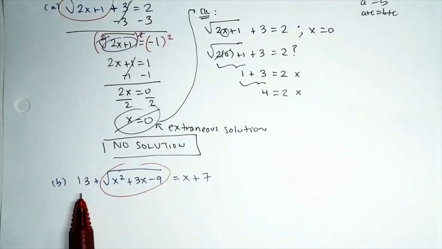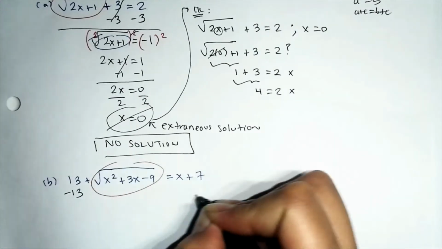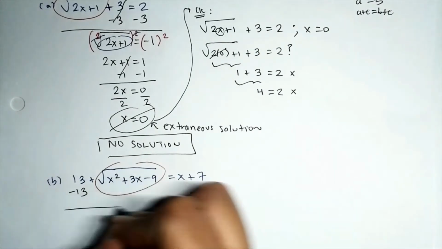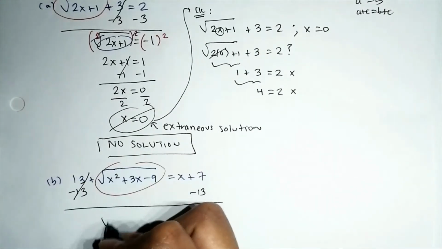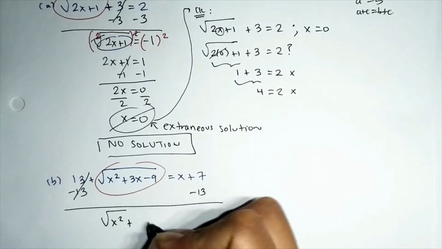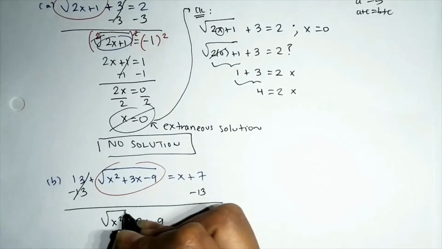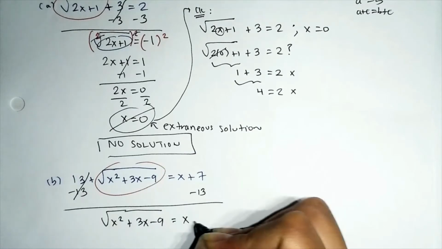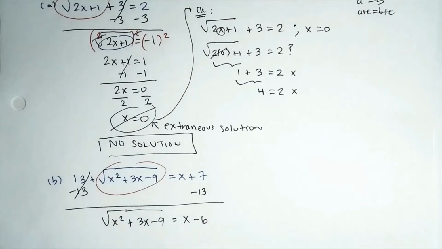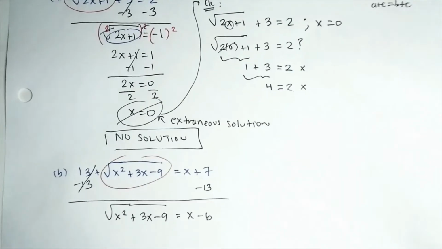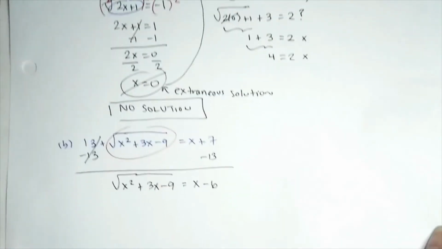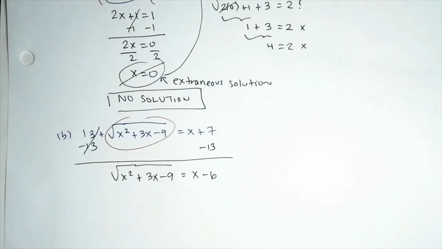To undo this 13 that's being added to our radical, let's go ahead and subtract it from both sides. So we'll do minus 13, minus 13, and that will leave us with the square root of x squared plus 3x minus 9 is equal to x, I think, 6. Let me use my fingers. Yeah. All right, so now we satisfied our first goal, which is isolating the radical.